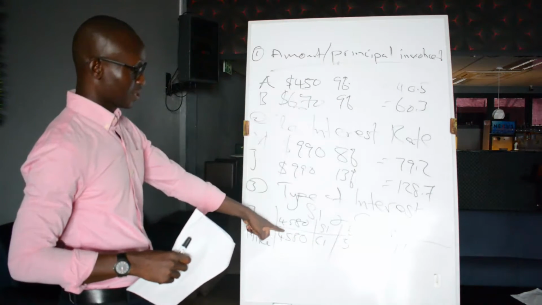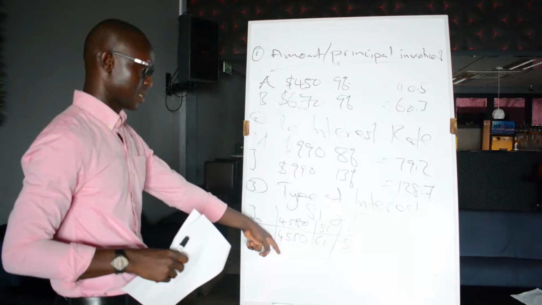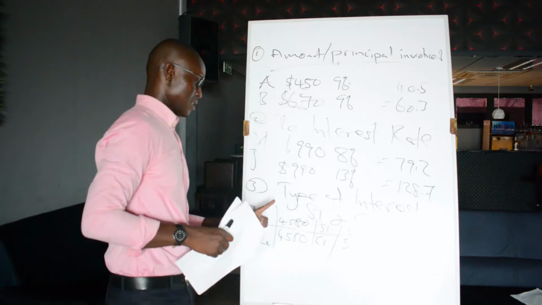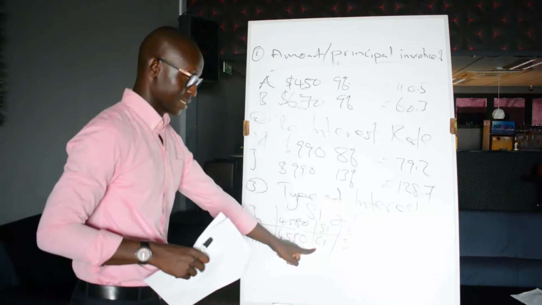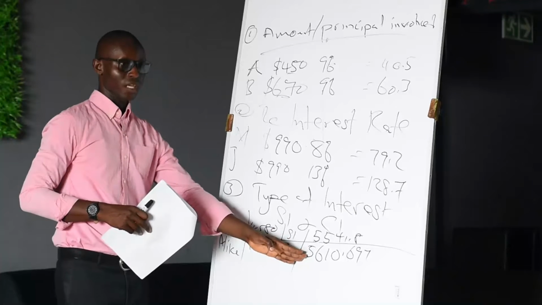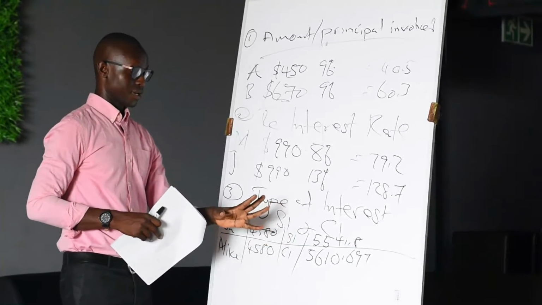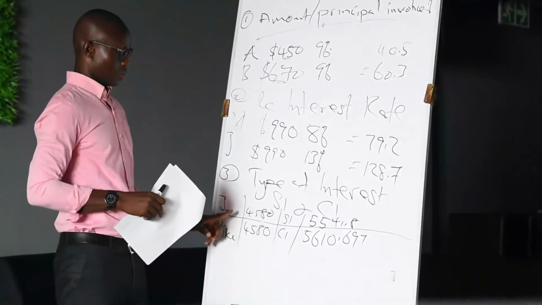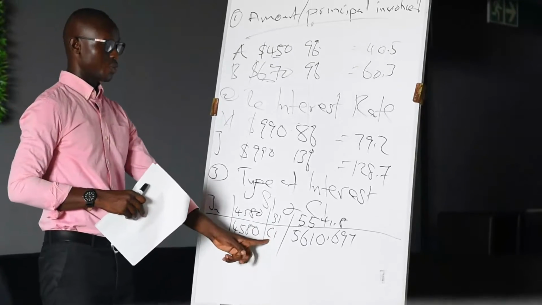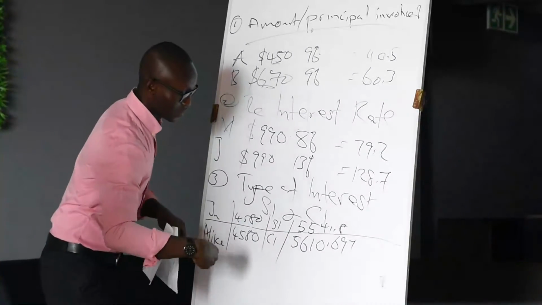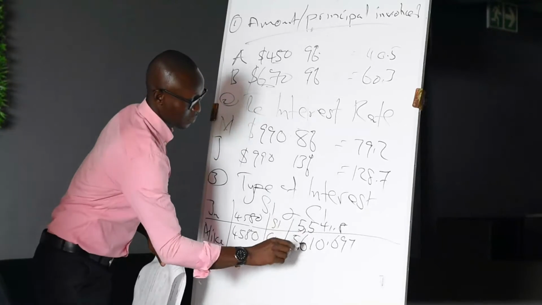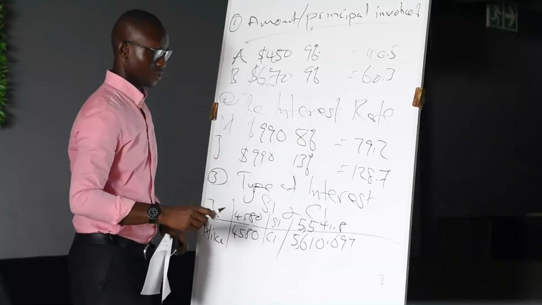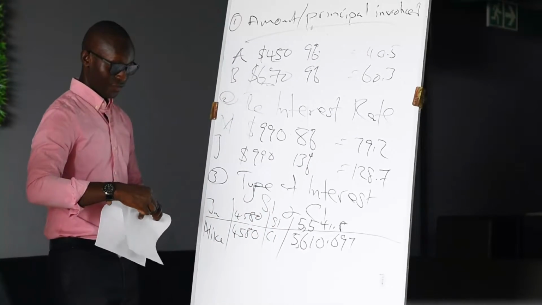You can see that they have the same starting amount, in other words, their principal. But then Jane is investing based on simple interest, while Mike is investing based on compound interest. At the end of the day, they have the same maturity period, and they are investing in the same financial product. Because Mike is investing with compound interest, you can see that he's going to have 5,610.697 USD, so the difference is clear for you to see.